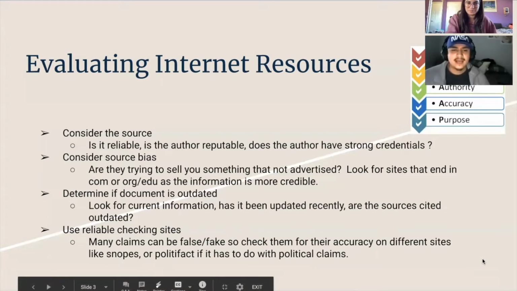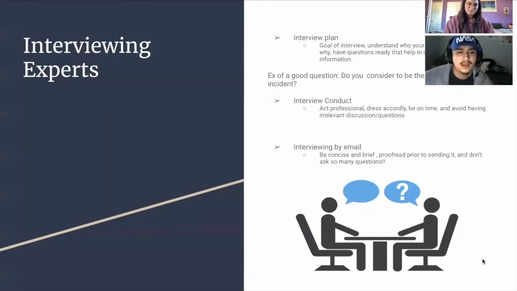For the next slide, I want to discuss some of the ways of gathering material in a different way, which is interviewing some experts. Before you go into your interview, I would suggest having a plan and a goal. What's your intention for the interview? Understand why you're going to the interview, who you're going to meet, and have questions ready that are going to help you in obtaining useful information, not only for your speech, but in the long run.